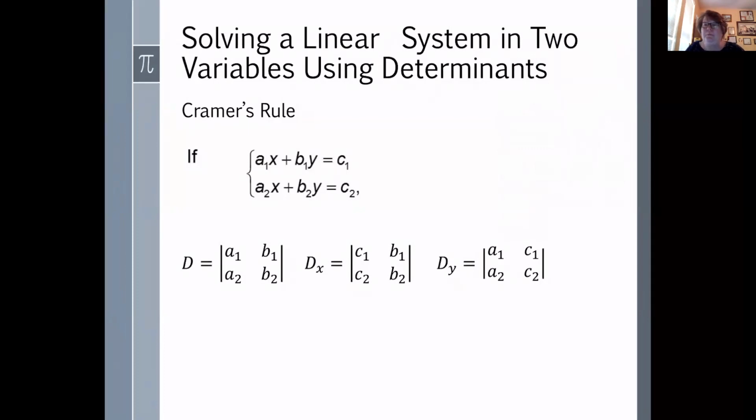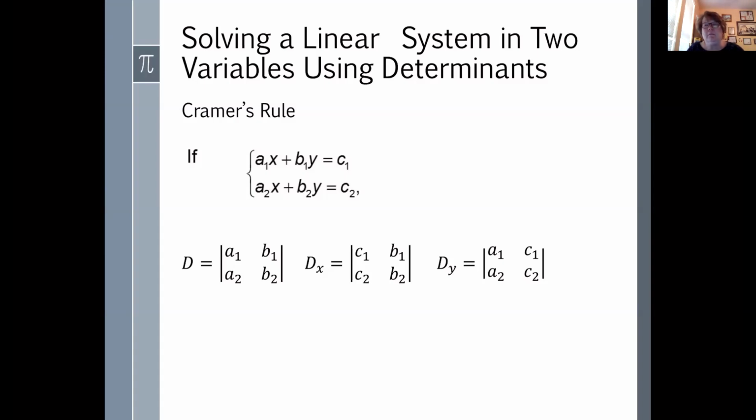So D, we're going to give it a name, D, is the determinant of the matrix formed by the coefficients on the x's and y's. So looking at our system of equations, the first equation, the coefficient on x is a sub 1. The coefficient on y is b sub 1. The second equation, the coefficient on the x is a sub 2. The coefficient on the y is b sub 2. So the determinant of the matrix formed by those coefficients would be the determinant A1, B1, A2, B2.